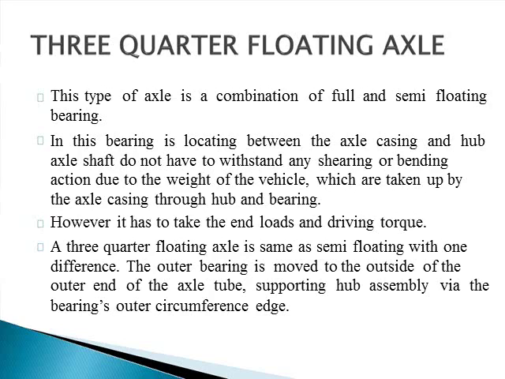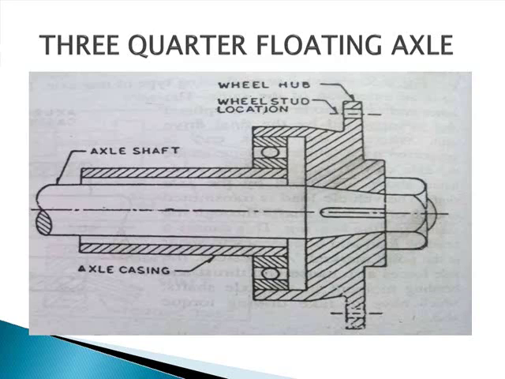Coming to the three-quarter floating axle. This type of axle is a combination of fully and semi-floating type. Normally, you can observe it in commercial vehicles and some passenger vehicles. The schematic representation or cross-sectional view looks like this. This is a compromise between the more robust fully floating type and the semi-floating type.